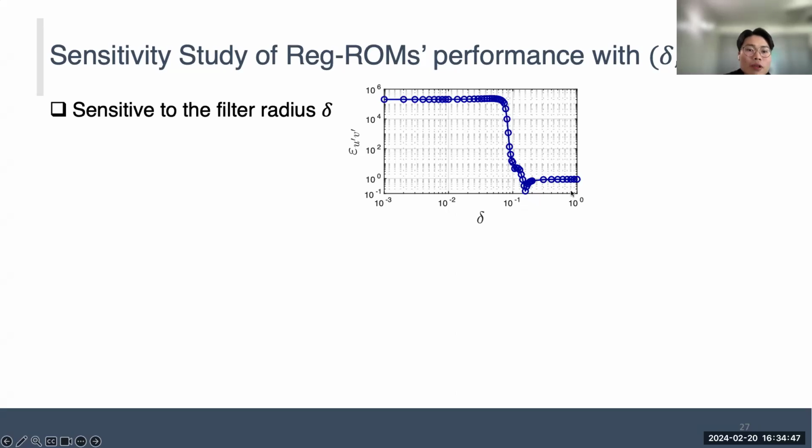And if the delta is too large, your system becomes too dissipative and you get a large error. And there's a minimum in between, which is quite sensitive. Like if you increase delta a little bit, your error could just become large. Your error is sensitive to delta.